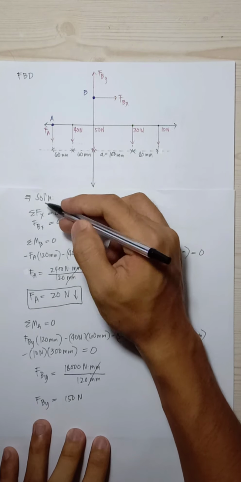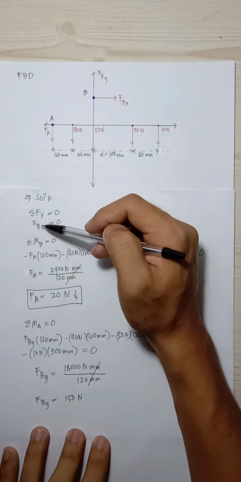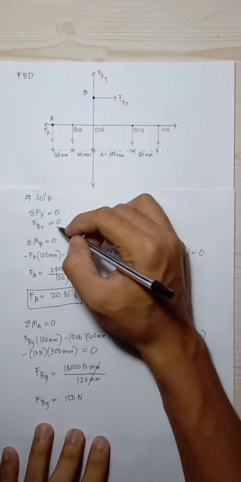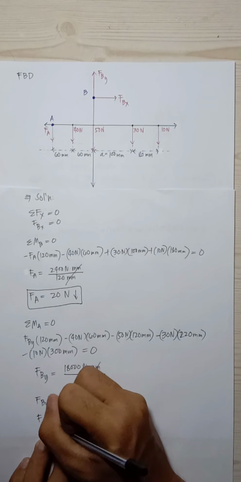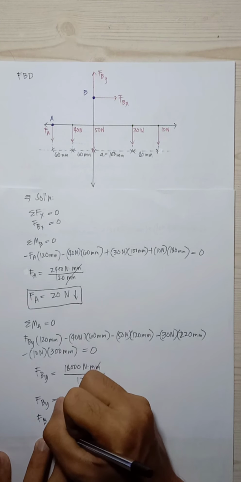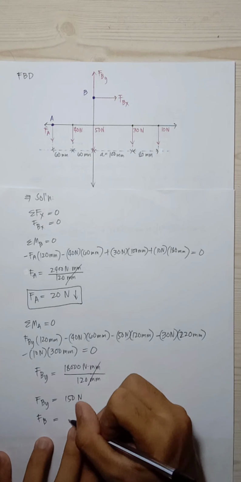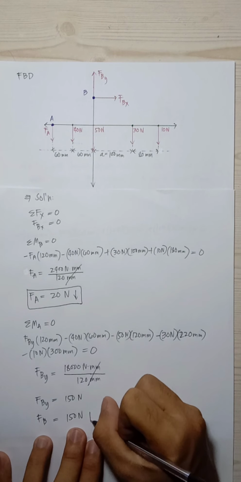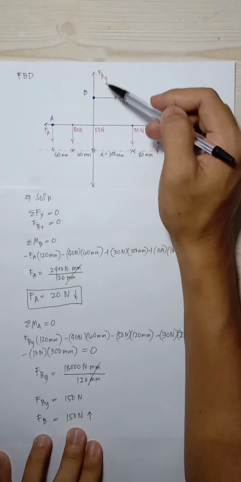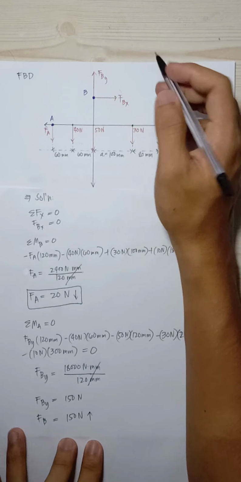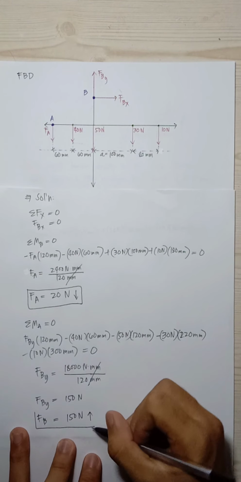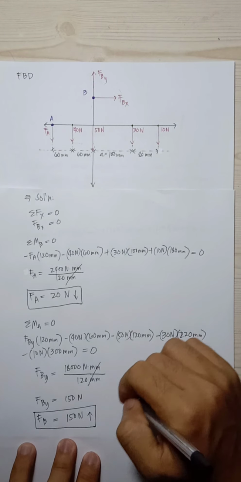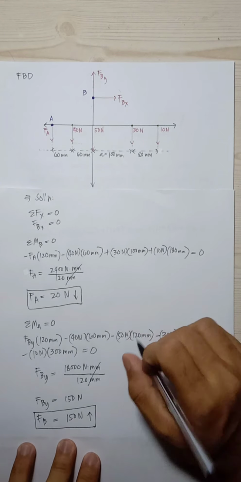Since the force of B in the x direction is 0, we can conclude that the force at point B is equal to 150 Newton in the upward direction, since it is given here in the free body diagram. So this is the value of the force in point B, 150 Newton upward. So that's it.